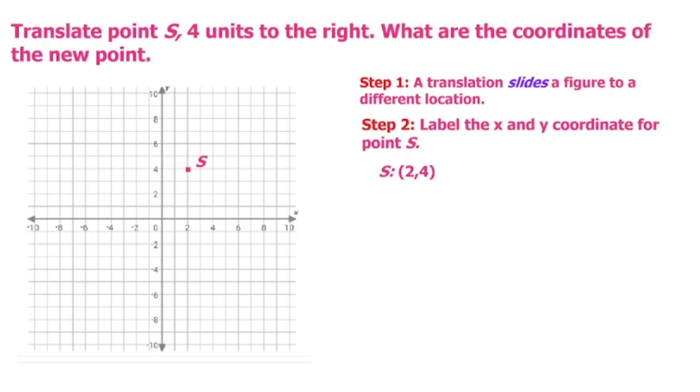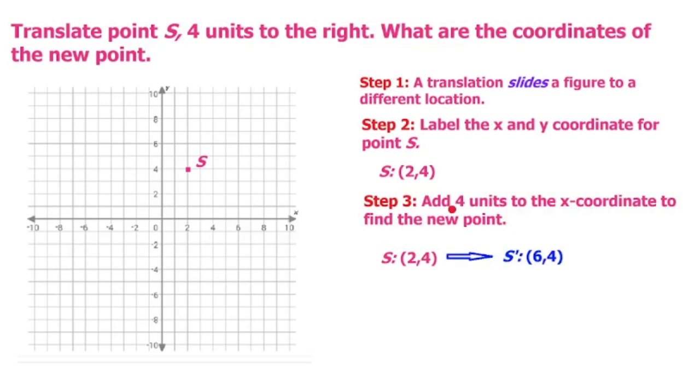So next thing is add 4 units to the x coordinate to find the new point. So now S becomes S prime. So we're going to add 4 units to this. 4 plus 2 is 6. So S prime becomes 6, 4.